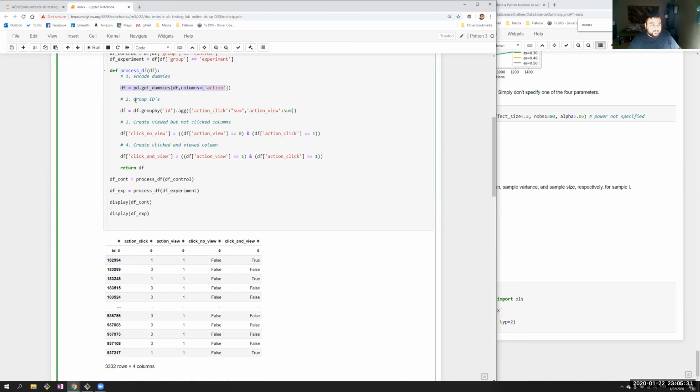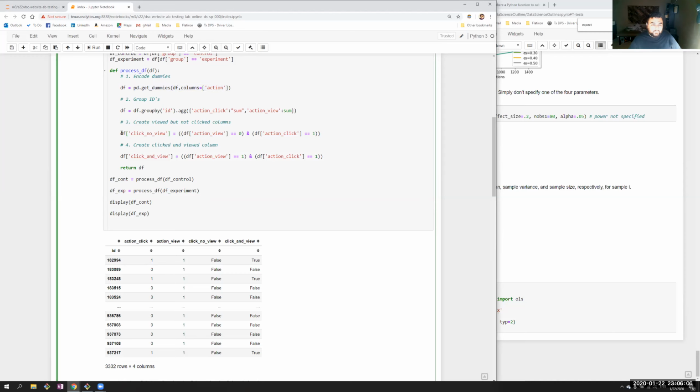The next thing it does is group the IDs, so that each ID occurs once and all the values associated with it are on one line. IDs never occurred more than twice. The maximum number of times an ID showed up was twice, and it was usually the case where they viewed and then also clicked. That's when you got the ID more than once. By grouping, we aggregate all the data about them into one line.